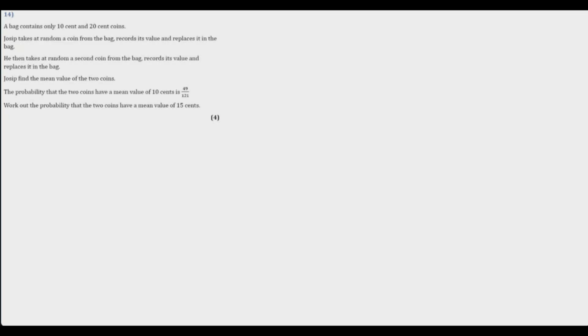That's finished. Question number 14. This is the very last question of the revision guide. Question 14. A bag contains only 10 cent and 20 cent coins. Joseph takes a coin from the bag, records its value, and replaces it in the bag. So it's not conditional. He does put it back in. All right, so I'm just going to put there, replaced.